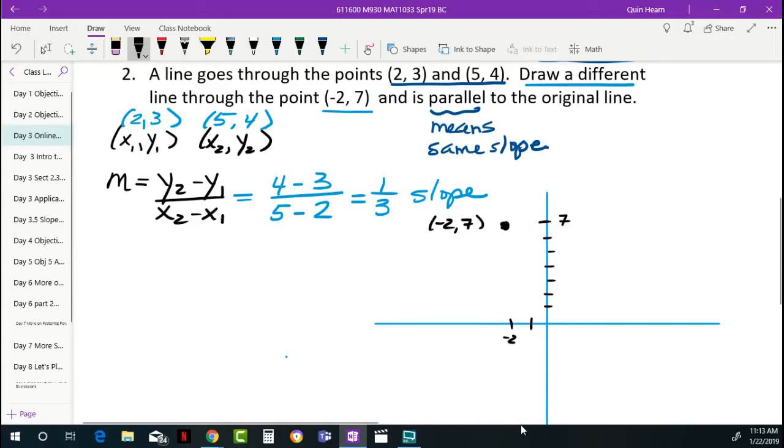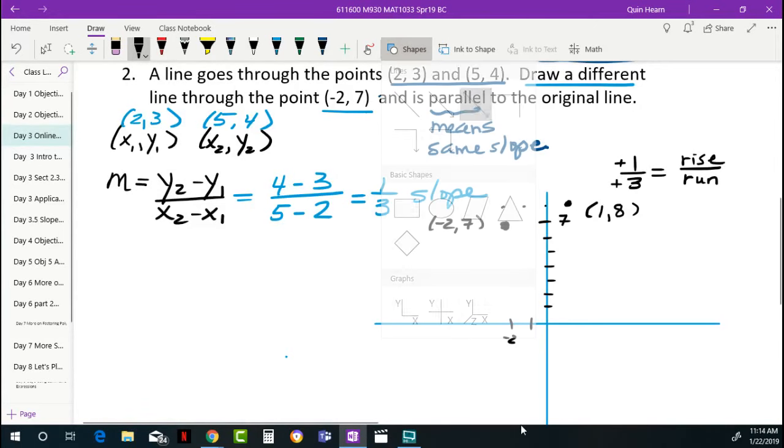Okay, and then we're going to use the slope, and we're going to think of 1/3 as being rise over run. And I'm going to think of 1/3 as +1 over +3. So we're going to go up 1 and to the right 3, which is going to put us at the pair of coordinates 1, 8. And I'm going to draw in my line. Always draw in the line.